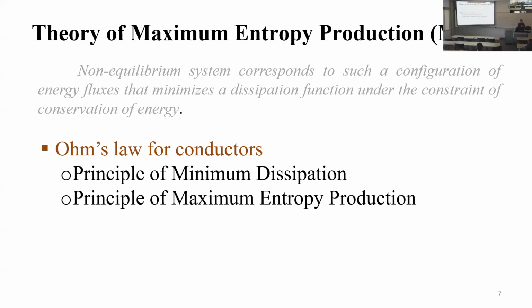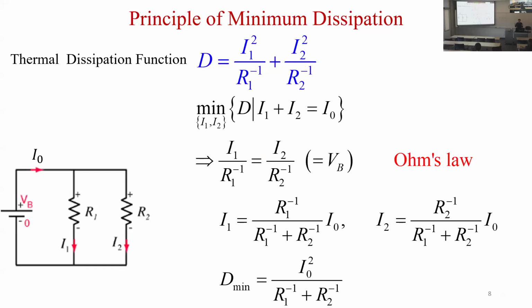There are two representations. One is called the principle of minimum dissipation. The other is called maximum entropy production. They are two sides of the same coin. I'll show you next what I mean. Let's see how Ohm's law can be represented using the principle of minimum dissipation. We have two parallel resistors connected this way, and a current I0 goes into these two resistors. The question is, what is the current passing through each individual resistor, given that we know the total resistance, the impedance of the two resistors?